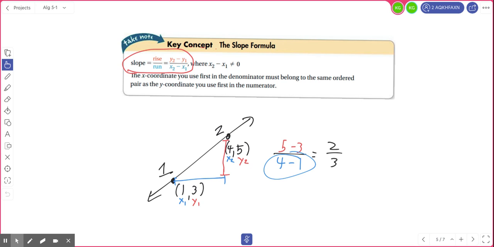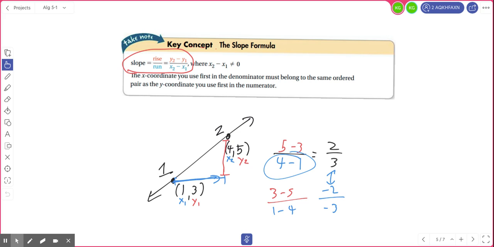When we're using graphs, it was very important that we went left to right. Slope is left to right. With these points, it actually isn't as critical, because if I did this in the other order, 3 minus 5 over 1 minus 4, well, 3 minus 5 is negative 2, and 1 minus 4 is negative 3. And the negatives cancel, so these two are actually the same.